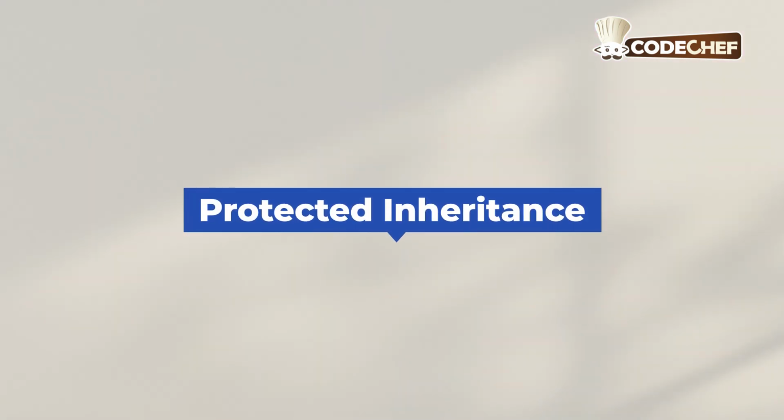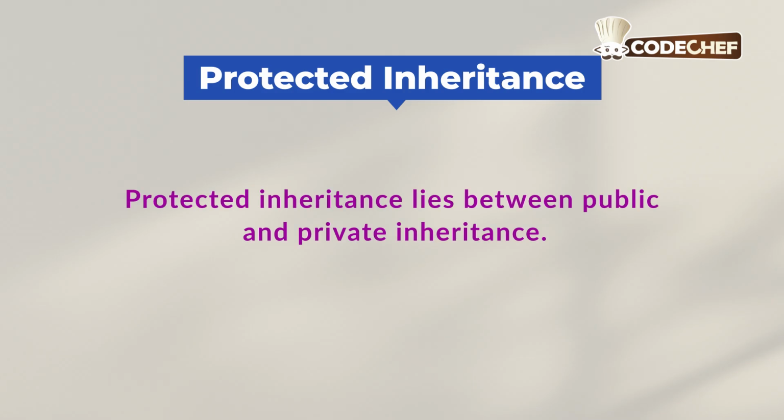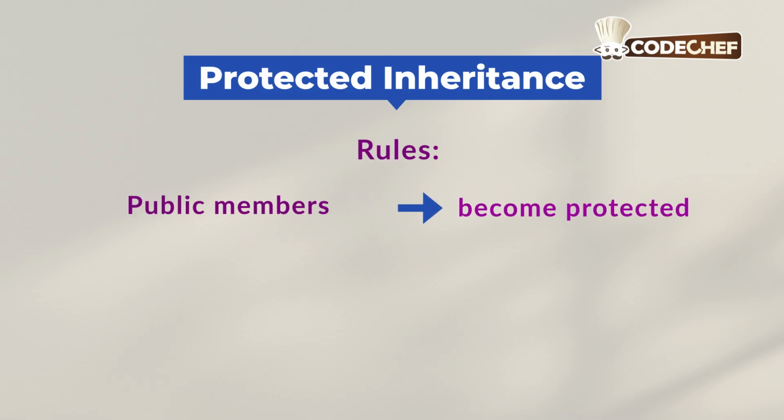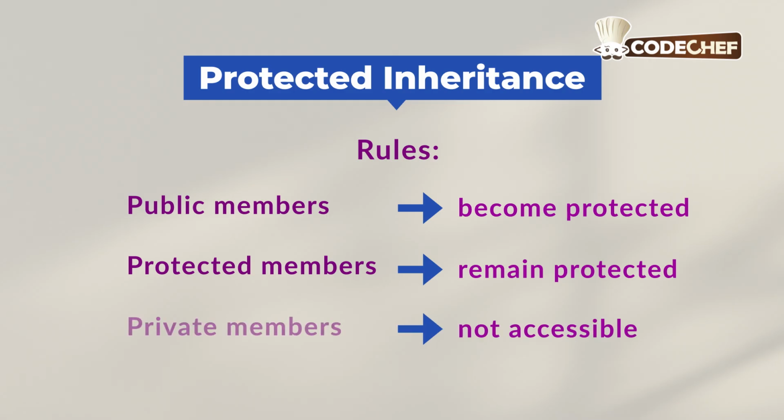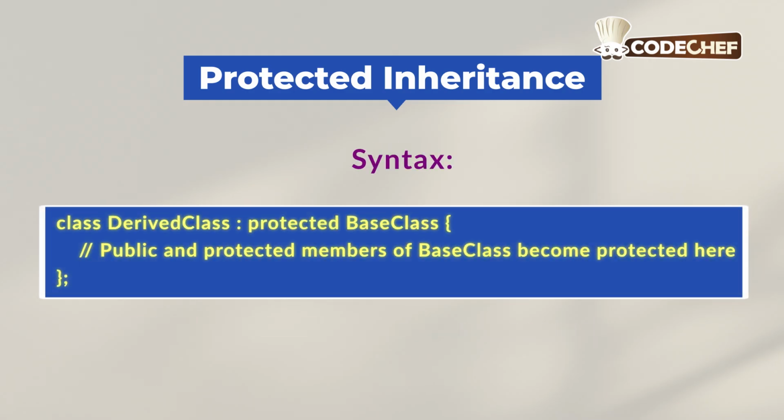Next is protected inheritance. Protected inheritance lies between public and private inheritance, which means in this type of inheritance, public members become protected, protected members remain protected, and private members are not accessible. Its syntax is class, which is the derived class, then colon protected keyword because this is protected inheritance, and then the name of the base class. Curly brace begin. Now here public and protected members of the base class become protected. Curly brace close for the derived class code and semicolon.